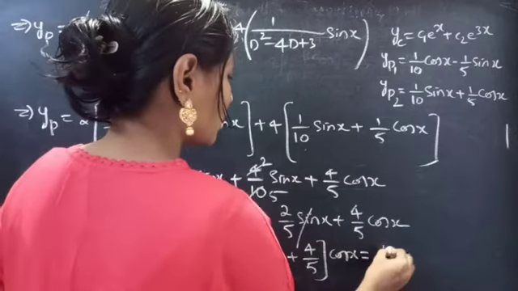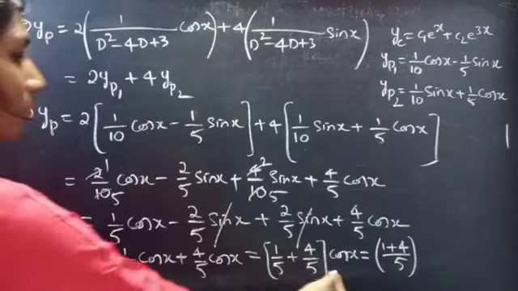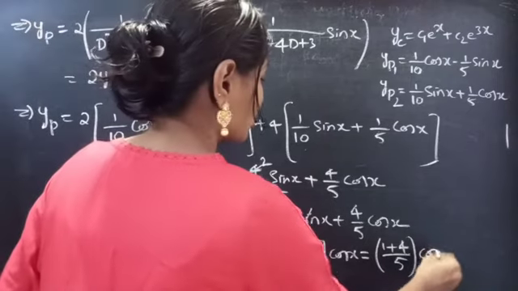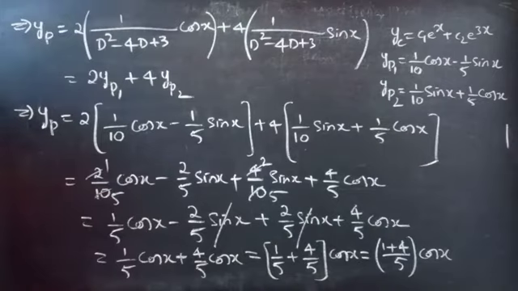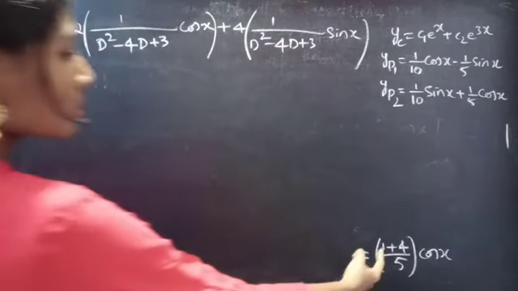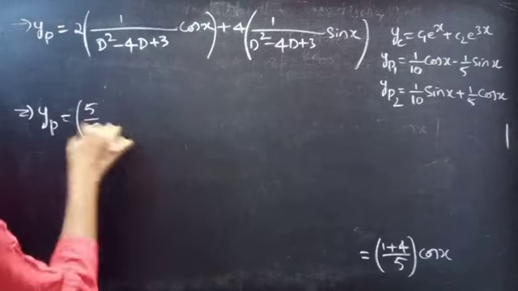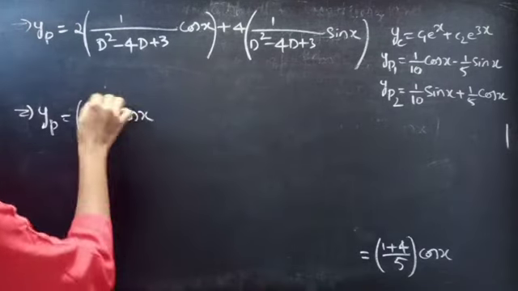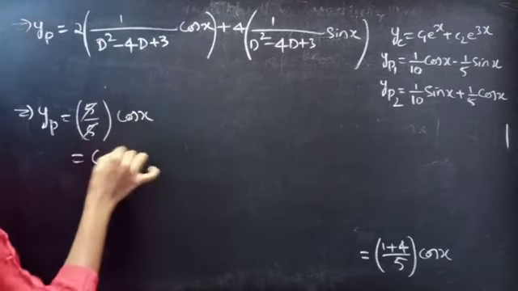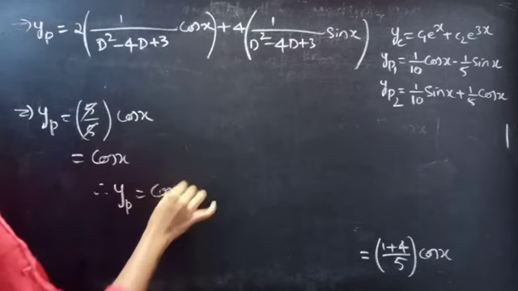In the numerator we'll get 1 plus 4 into cos x, which is 5 by 5 cos x. Yp becomes (1 plus 4) 5 by 5 into cos x, which is cos x. Therefore yp equals cos x.